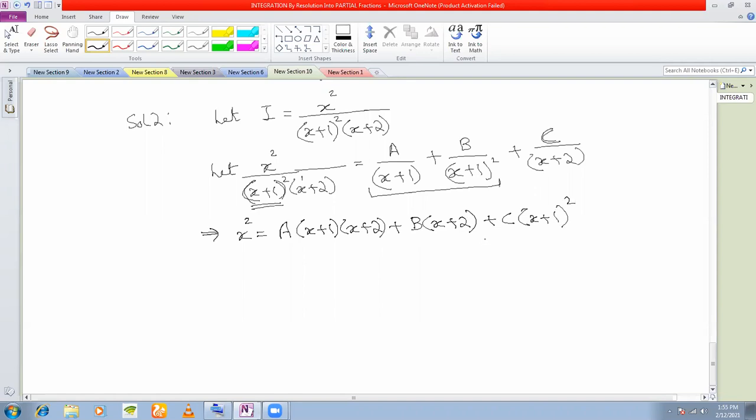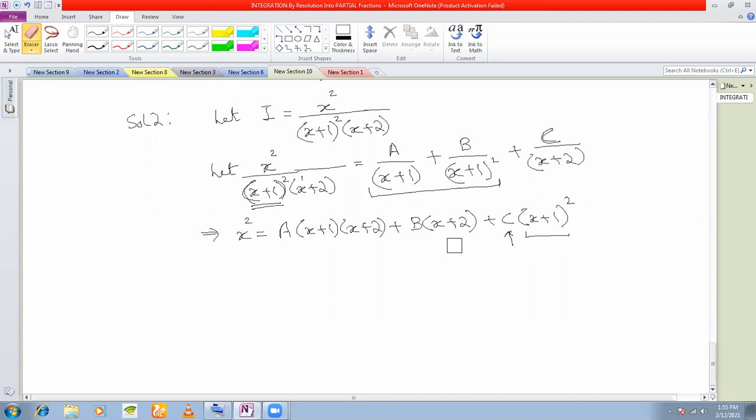Now I'll have to find out the values of a, b, and c. Now see, if I want to get the value of a, that means b and c must vanish, isn't it? But is there any common factor between these two terms? Is there any common factor? You see x plus 2 here. There is x plus 1 whole square here. That means you cannot find the value of a by putting values of x.